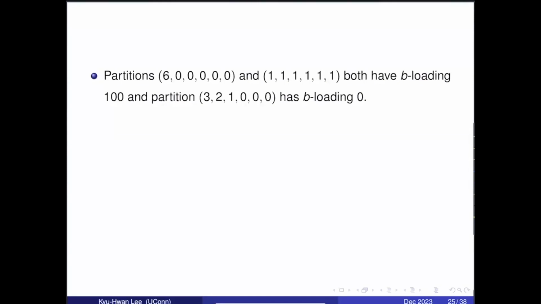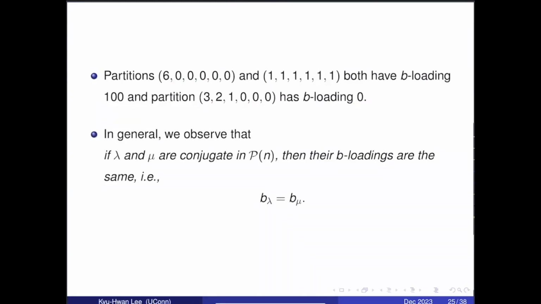The partition 6, 0, 0, 0, 0 and 1, 1, 1, 1, 1, 1 both have B loading 100, and then this has B loading 0. They appear as two partitions with the same B loading. In general, we observe that if lambda and mu are conjugate in Pn, that was the answer, then their B loadings are the same. This is the observation. We have not proved it yet.